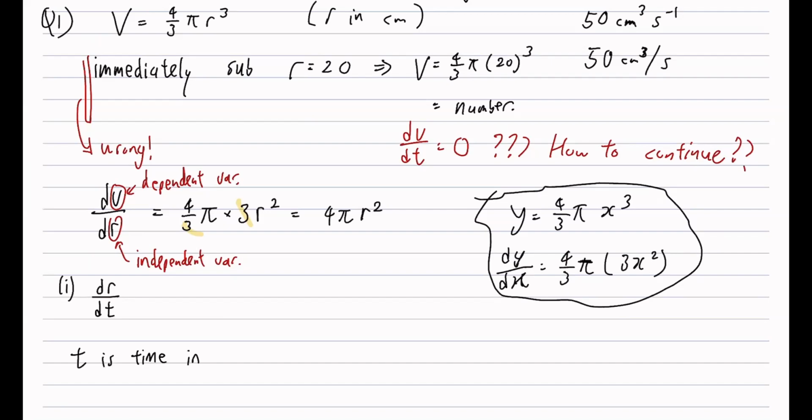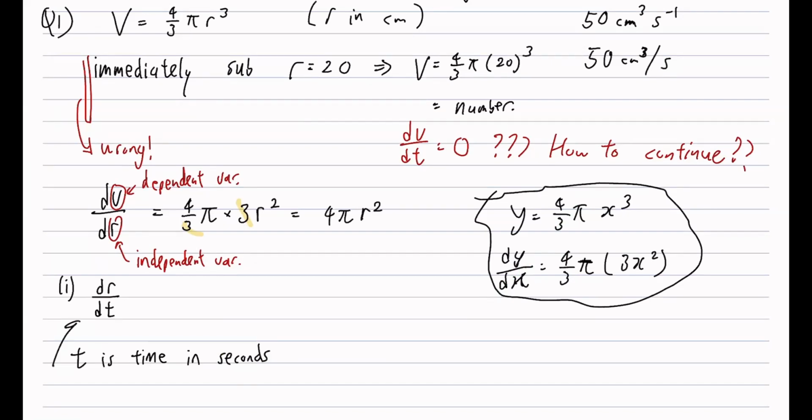In what units? Seconds. How do I know it's seconds? Because the question mentioned 50 cm cube per second. You follow the question's units. The moment they mention seconds, you follow seconds. Whenever they ask for rate of change without saying with respect to something, it means with respect to time.